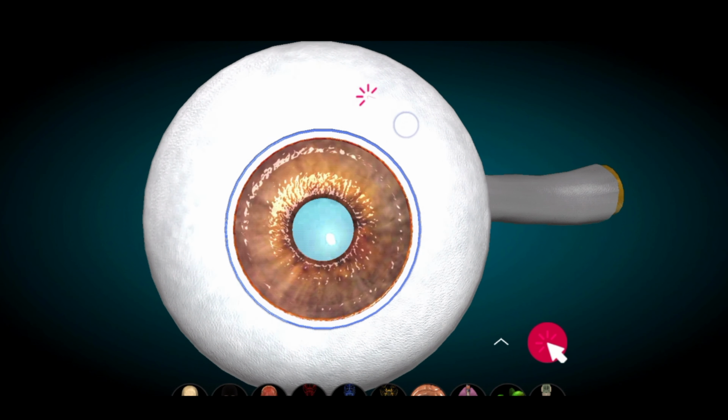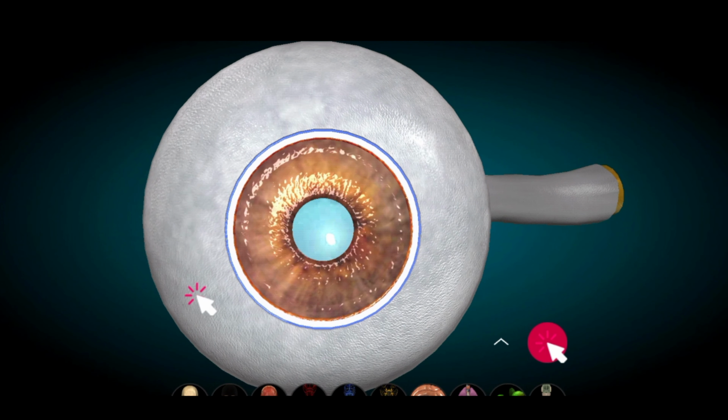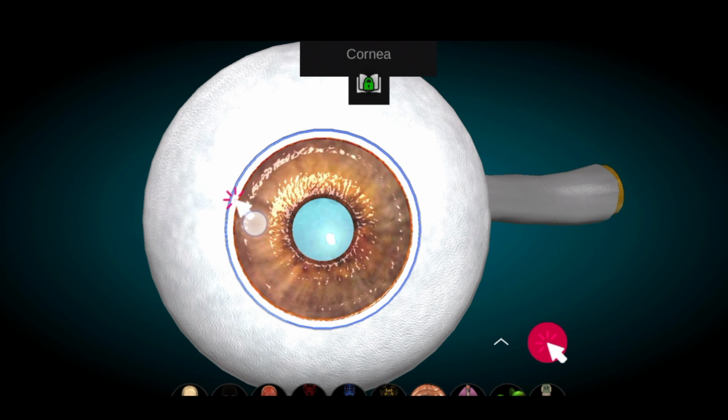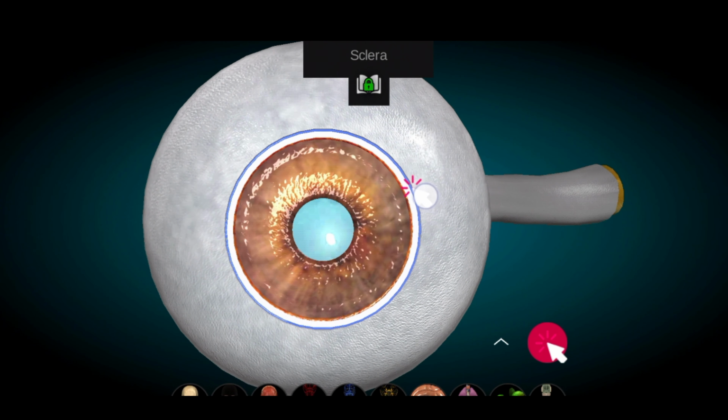So this is the outer part. Actually, this is called the sclera, which is the outermost layer, and it is made of fibrous connective tissue, and it's the toughest layer. And here you can see on this region, this is called the cornea, which is the very transparent area and is about 1/6 of the total eyeball.